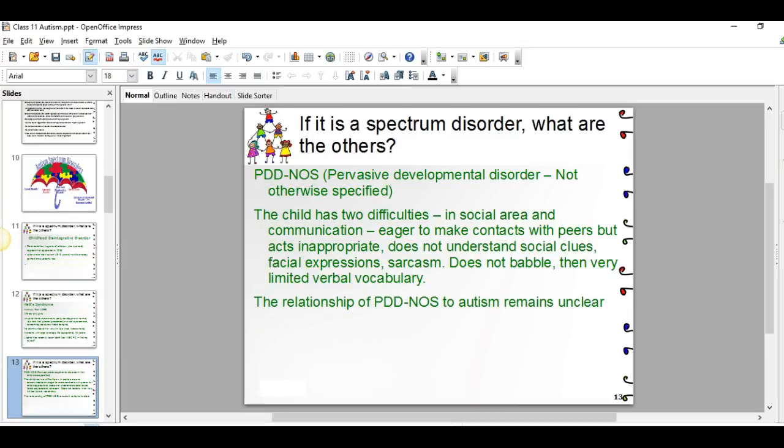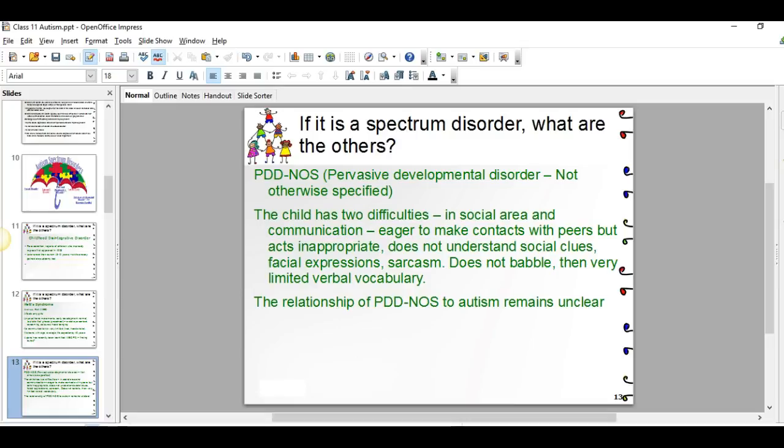PDD-NOS, pervasive developmental disorder not otherwise specified, is a disorder where the child has typically two difficulties: in the social area and in communication. They are eager to make contacts with peers, but they act inappropriately. They do not understand social cues, facial expressions, sarcasm. When they are little, they typically do not babble, and then they have a very limited vocabulary. So we might not see any other difficulties or struggles in other areas, mostly just social and communication.